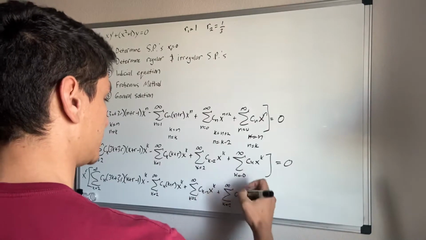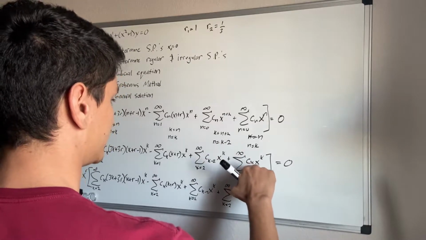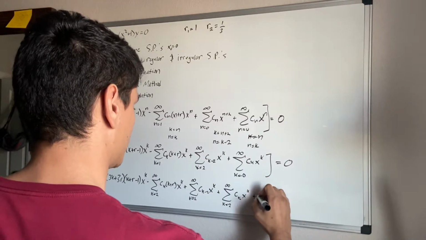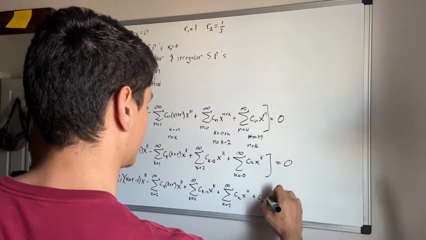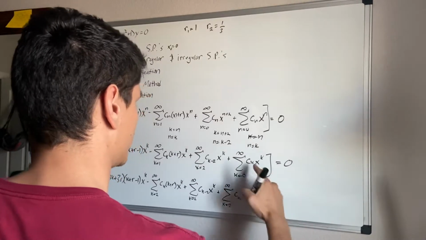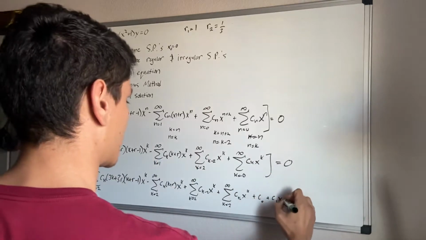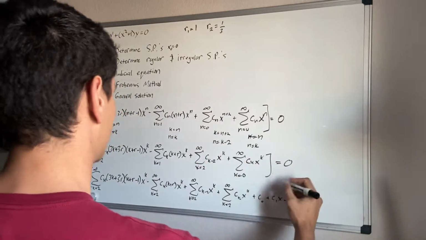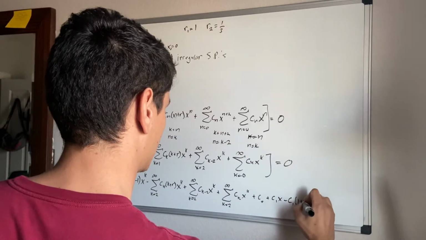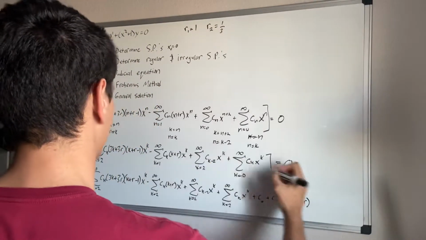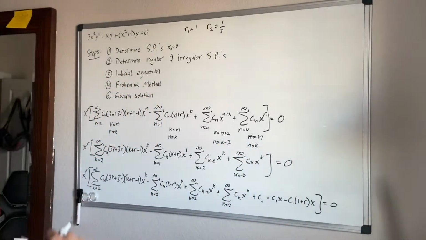So c sub 0 is, well, when k equals 0, we have c sub 0 times x to the 0, which is just plus c sub 0. Then we have c sub 1 times x, so plus c sub 1 times x to the 1. And then we come over here, and then we have minus c sub 1 times 1 plus r, times x, close bracket, equals 0.